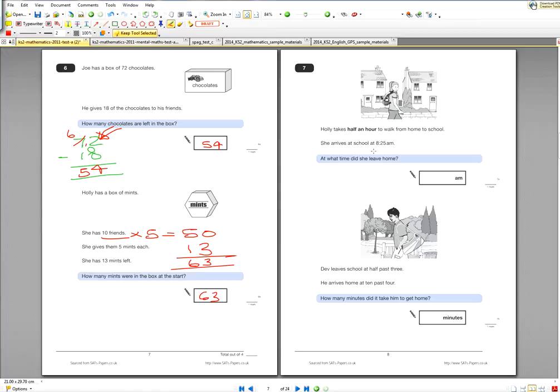Okay, question number 7. Holly takes half an hour to walk from home to school. She arrives at school at 8:25. At what time did she leave home? So what we need to do here is take 8:25 and minus half an hour, 30 minutes. Now if you do 8:25 minus 25 minutes, we get exactly to 8 o'clock, isn't it? And then from 8 o'clock, go back by another 5 minutes. 7:55.